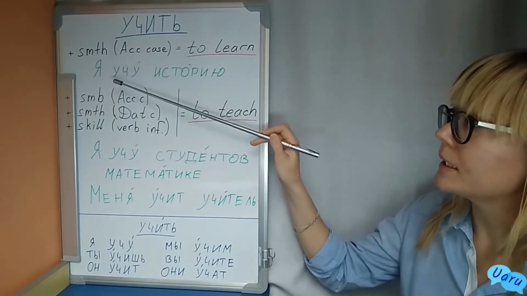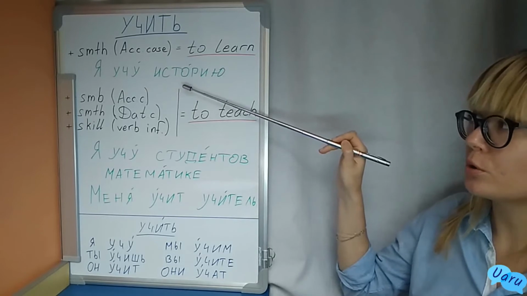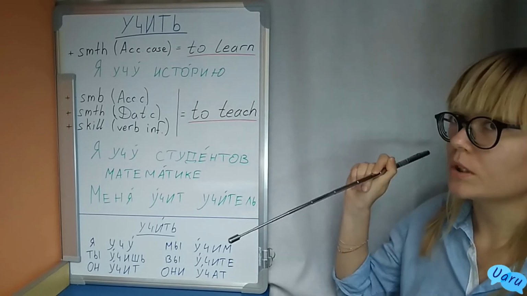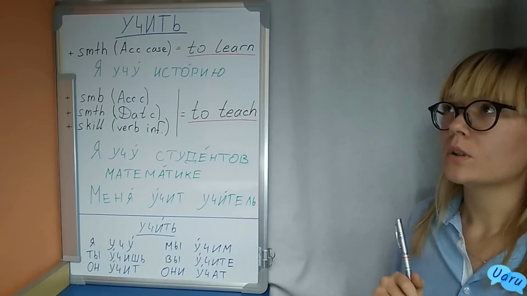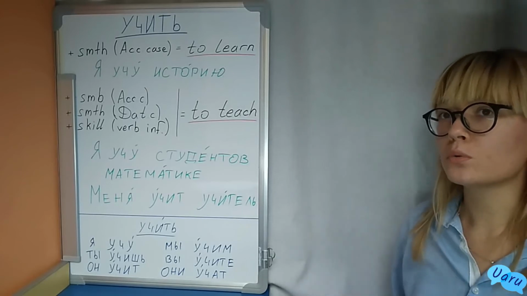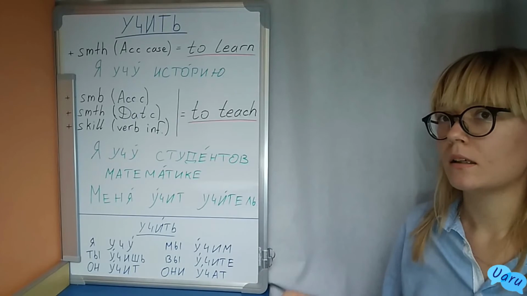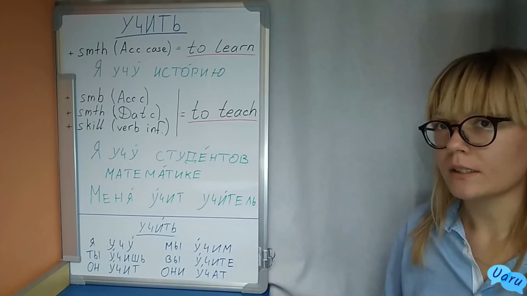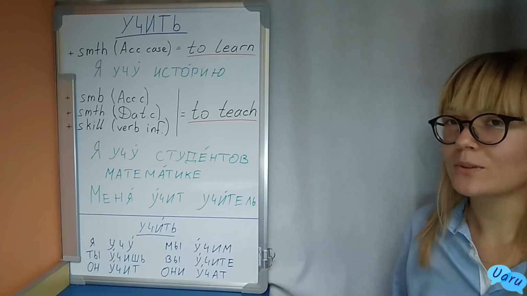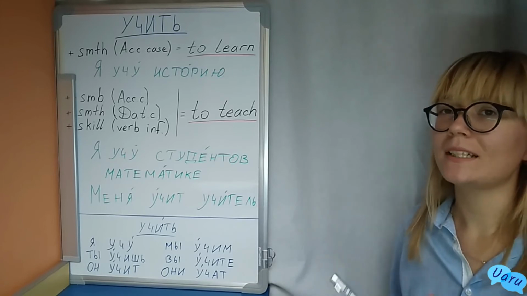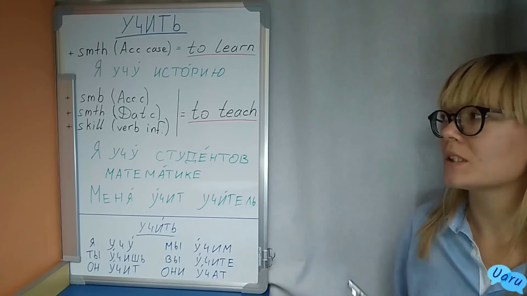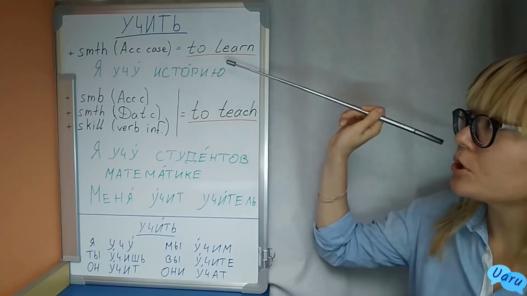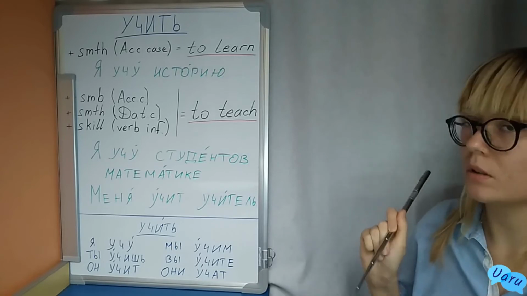For example, я учу историю. I learn history. Историю, accusative case, feminine. Or я учу русский язык. I learn Russian language. Русский язык here is also accusative, but because it is inanimate, masculine, it looks like nominative. So in this case, when you're talking about the subject, учить means to learn.